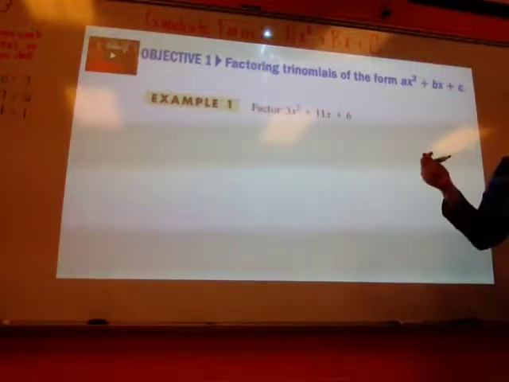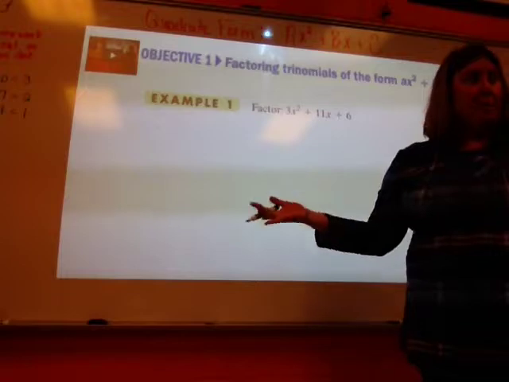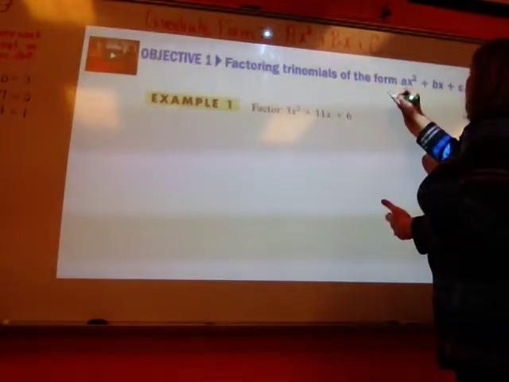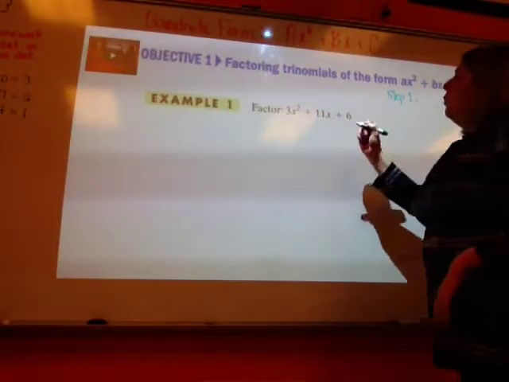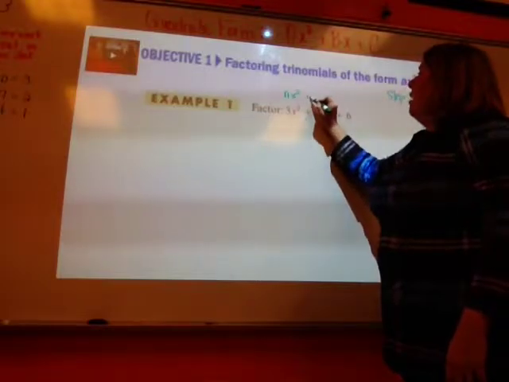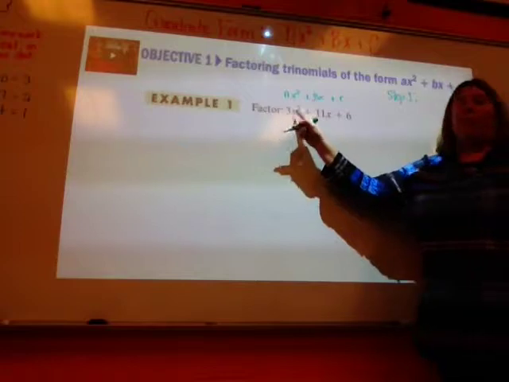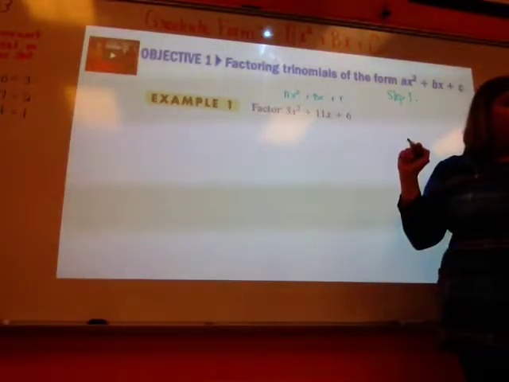All right, I like steps. Do you like steps? Okay, if you follow the steps, it works every time, right? All right, so here's step one. Do we all agree that if I were looking at this in terms of ax squared plus bx plus c, a is 3, b is 11, and c is 6? Do we all agree with that?